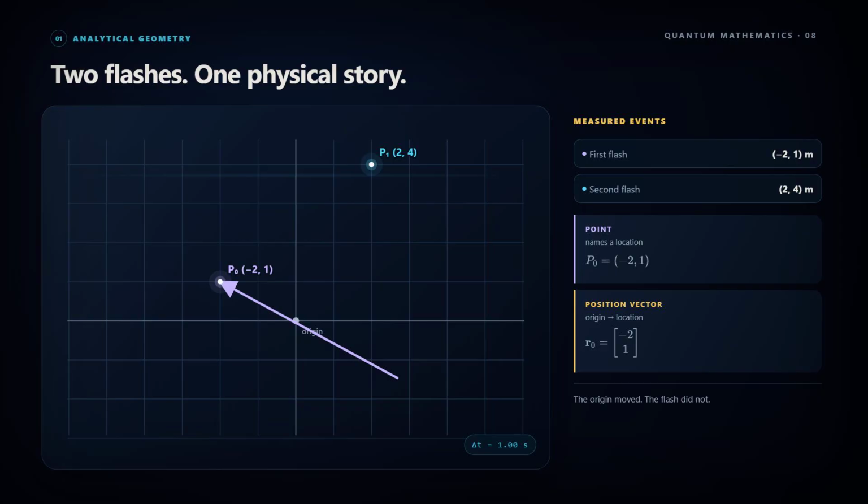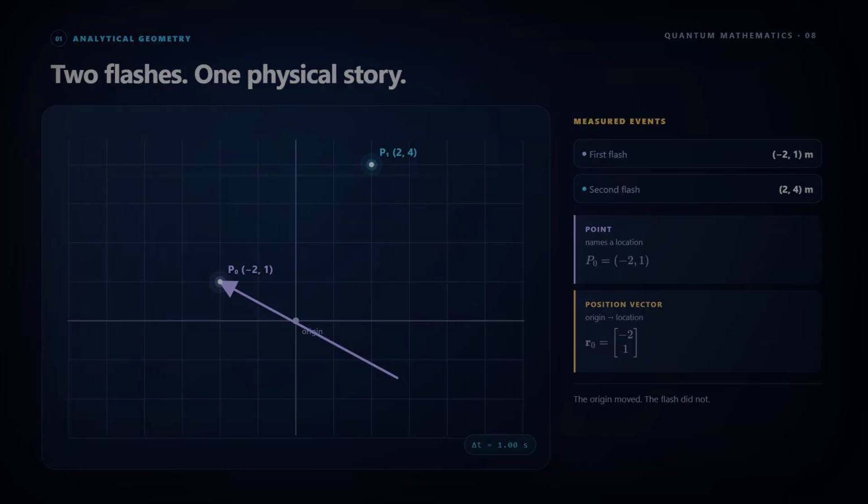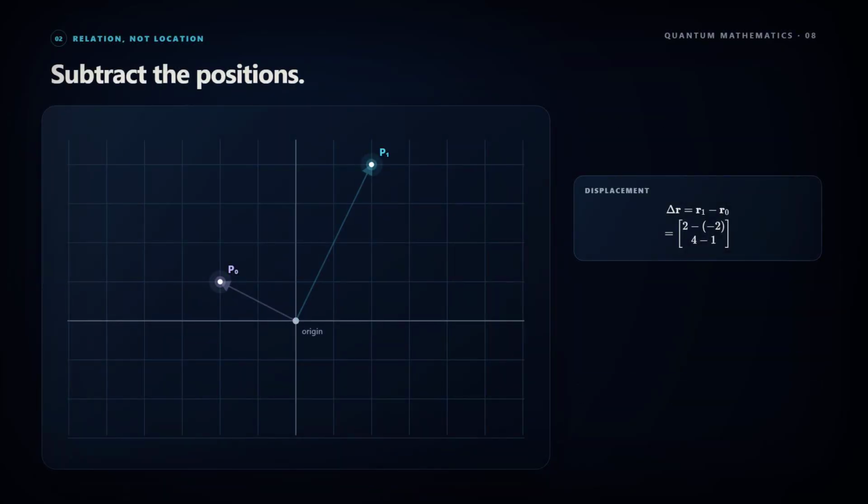So coordinates are not the event. They are a description of the event relative to a chosen reference. Two measured locations are our raw geometric data. The story begins when we compare them. Physics is often less interested in either position by itself than in the change from the first to the second.